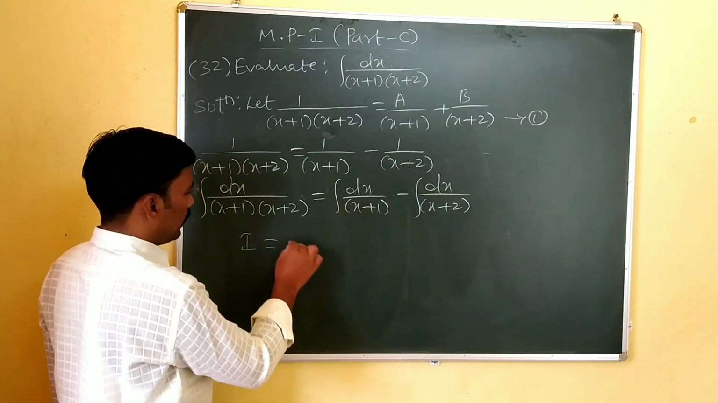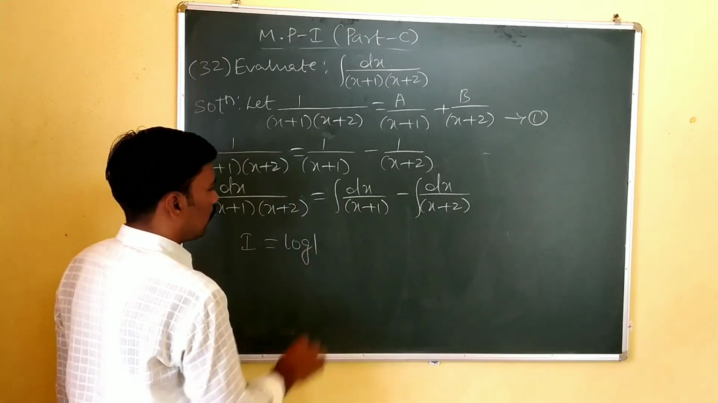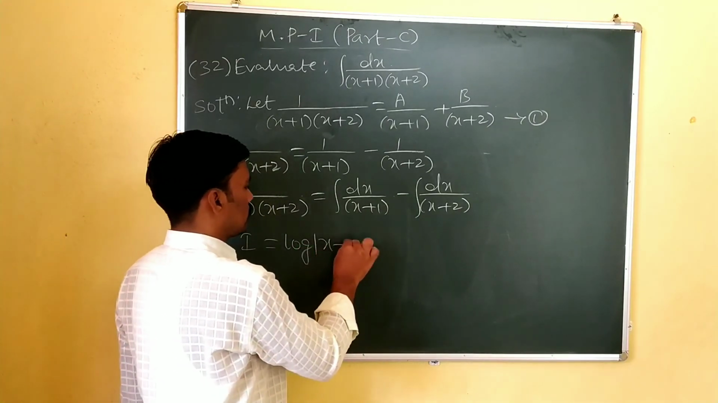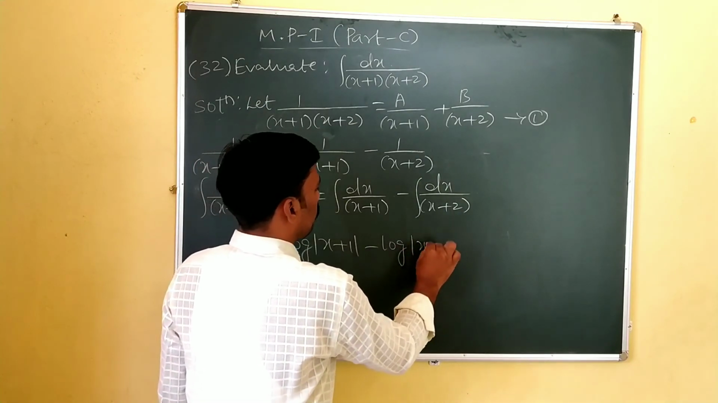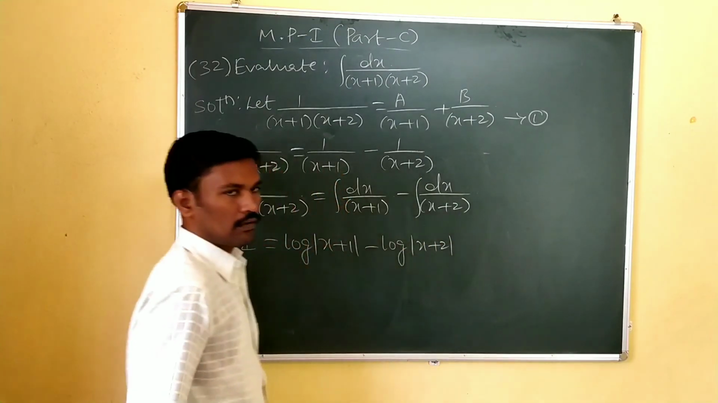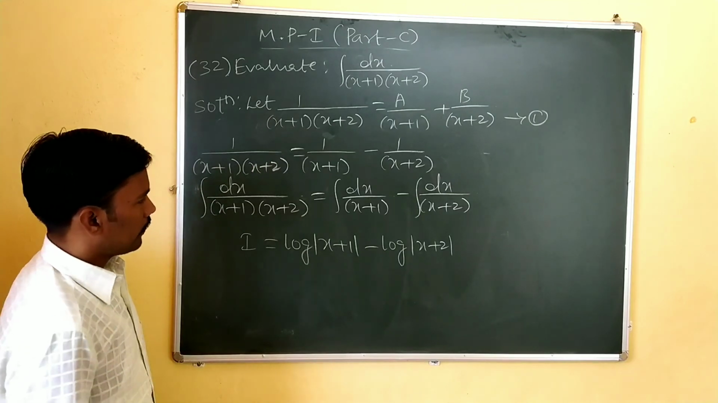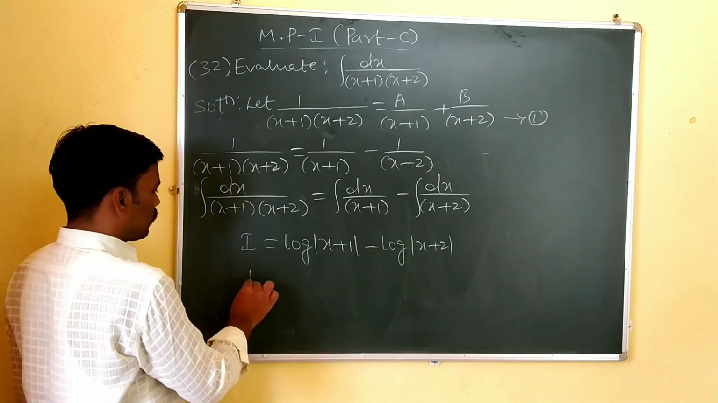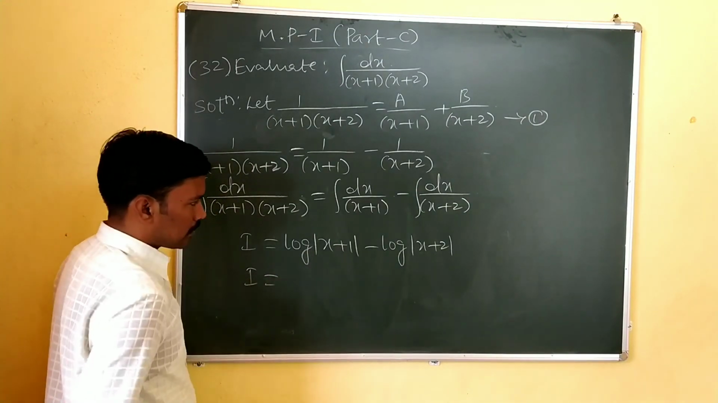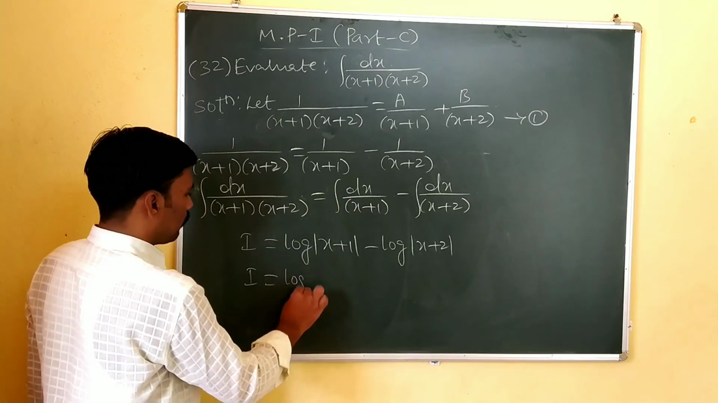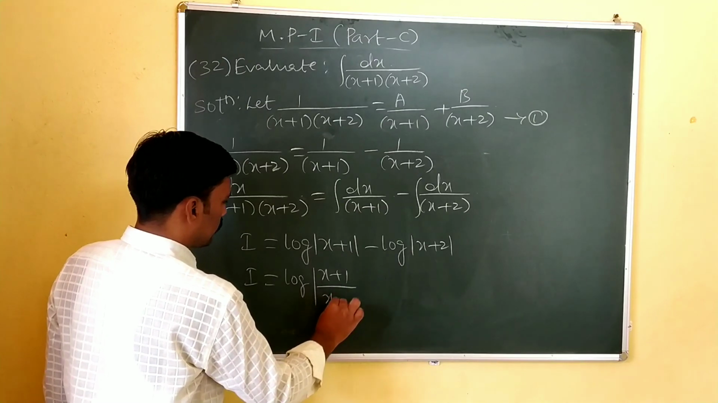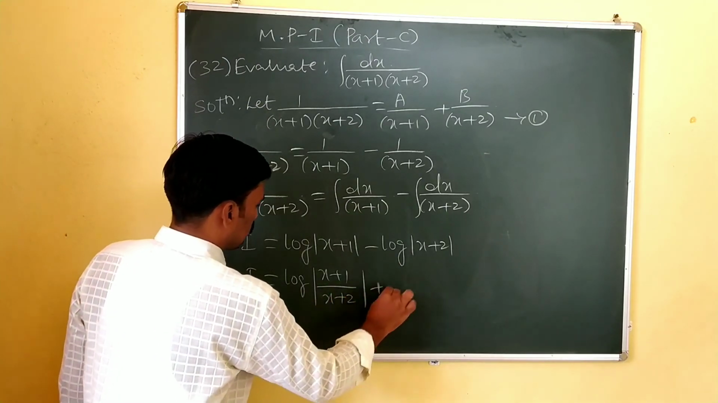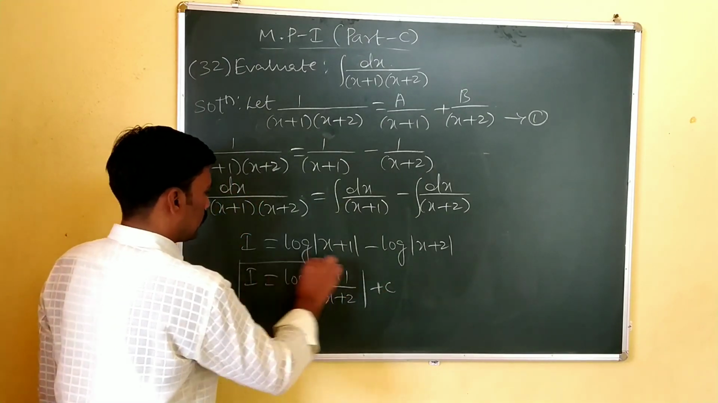So the integration of 1 by x is log x. Similarly, it is log of mod of x plus 1 minus log of mod of x plus 2, because the integration of 1 by x is log x. Use the logarithm property. So log m minus log n is nothing but log of m by n. So it is log of mod of x plus 1 divided by x plus 2, plus c. c is a constant of integration.